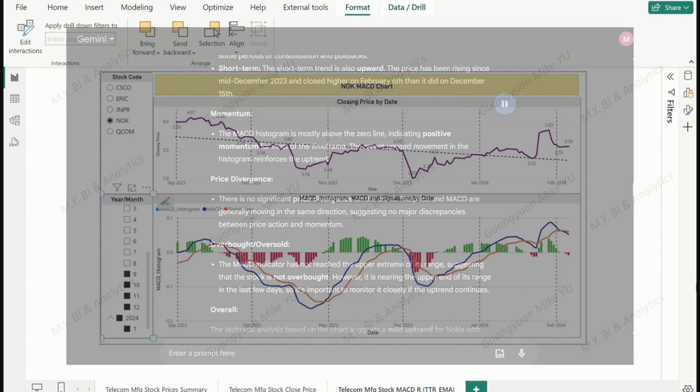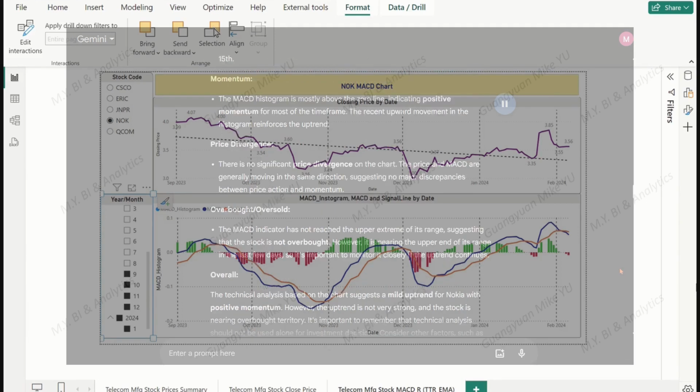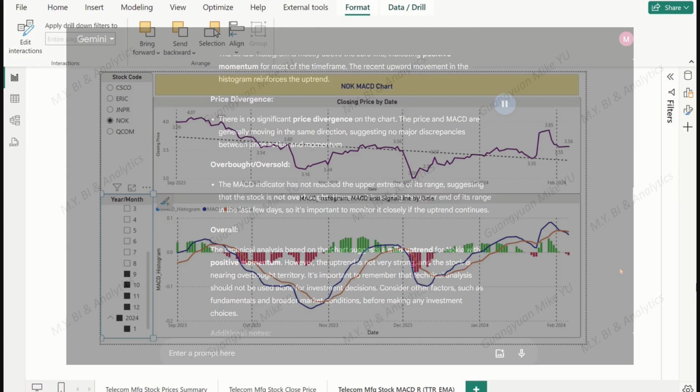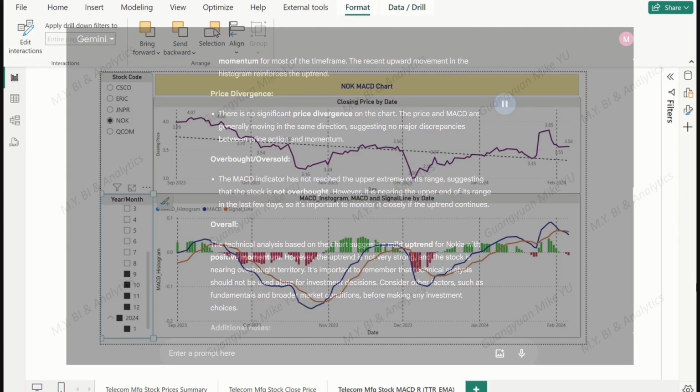Price divergence. There is no significant price divergence on the chart. The price and MACD are generally moving in the same direction, suggesting no major discrepancies between price action and momentum. Overbought, oversold. The MACD indicator has not reached the upper extreme of its range, suggesting that the stock is not overbought. However, it is nearing the upper end of its range in the last few days, so it's important to monitor it closely if the uptrend continues.